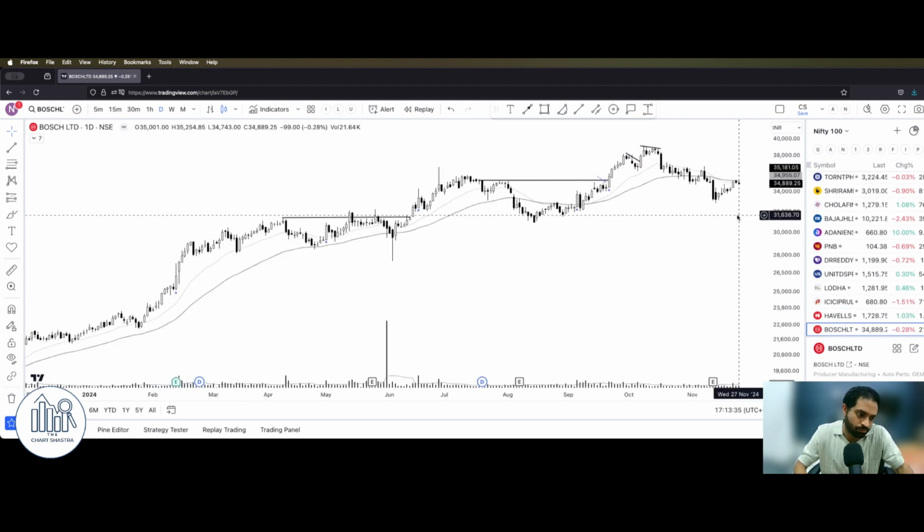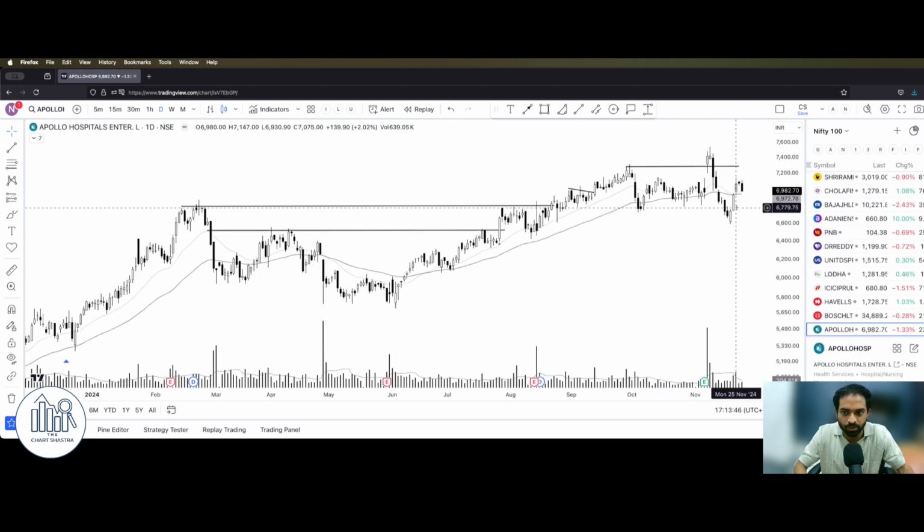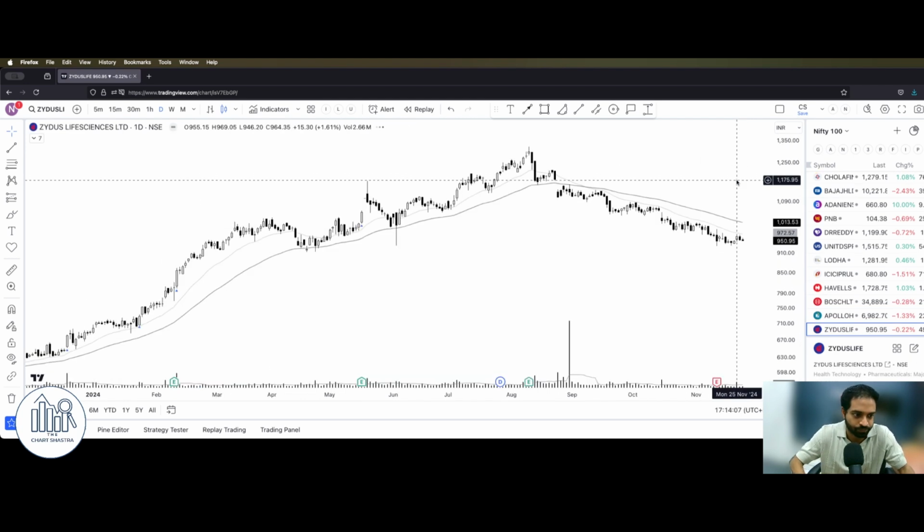Bosch, another auto name, holding strong, just like M&M. Did not give back much of its return, so I think I would be watching this. Apollo Hospital, lately Apollo Hospital stocks are doing very good, although it has seen some sharp fall, but it has quickly recovered. It is a bit volatile now, but respecting these levels, it means it is interesting. I mean, it is almost trading at its lifetime high and all-time 52-week high.